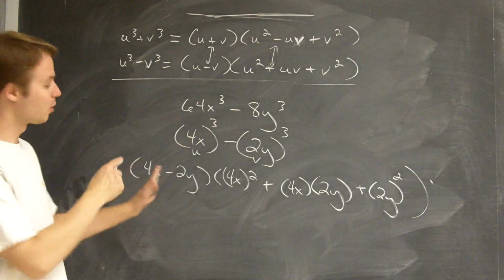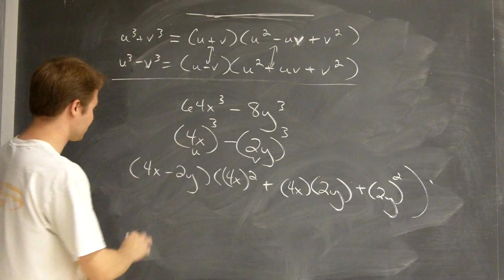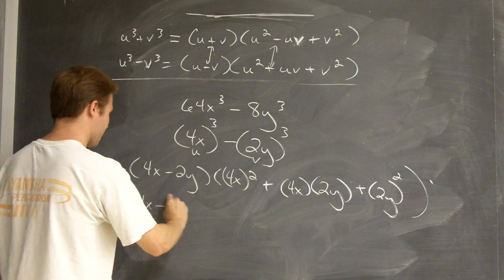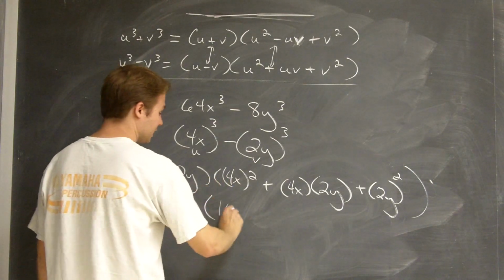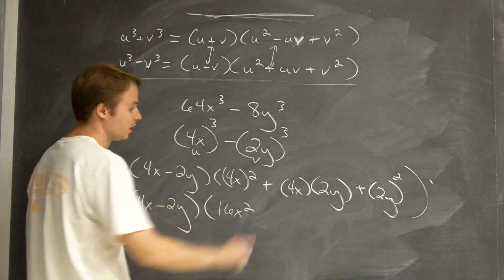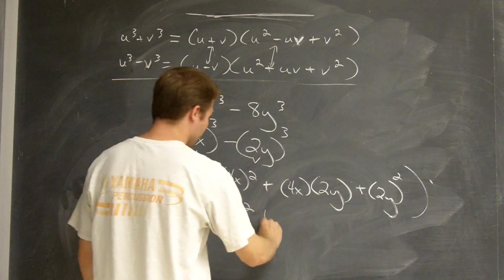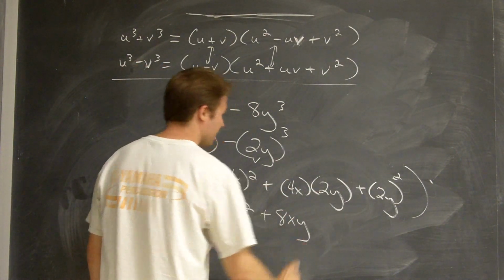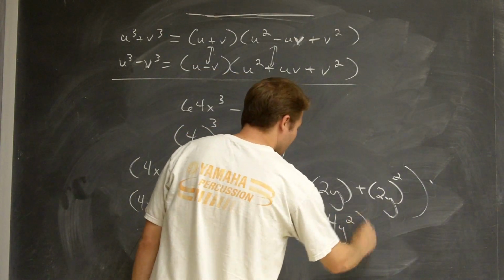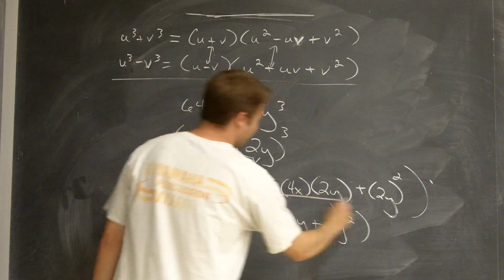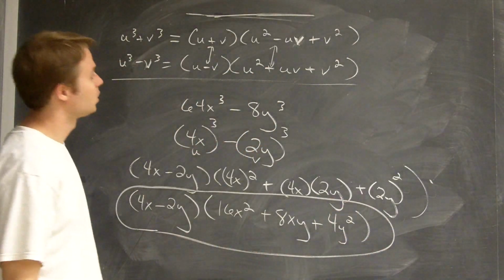Now at this point, of course, you want to go back and clean this up and write it a little nicer. So this one's okay. (4x) squared will just be 16x squared. 4x times 2y will be 8xy, and then (2y) squared will just be 4y squared. So this is a good factorization of that.